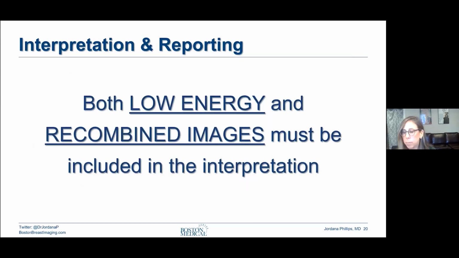What's important to remember after the images are acquired, they get sent to our workstation, as I mentioned before, is that a contrast mammogram includes interpretation of both the low energy and the recombined images. They are both a part of it. So even if you see a suspicious abnormality on the low energy images, right, calcifications, and there's no enhancement, that is still considered a positive contrast enhanced mammogram.